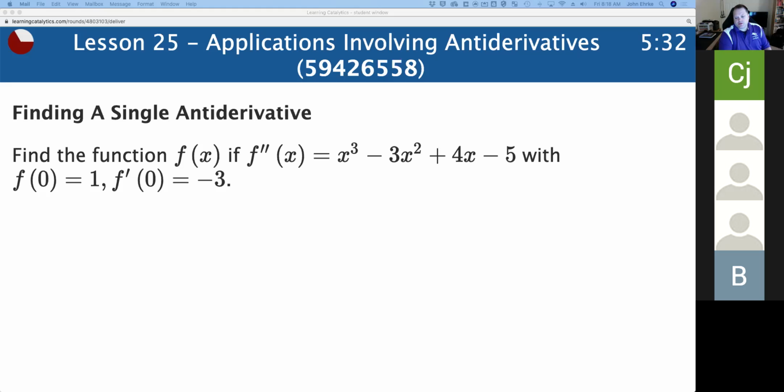I think there is an integral in Desmos. Let me look real quick. But I don't think it's actually going to calculate the antiderivative for you. Yeah.